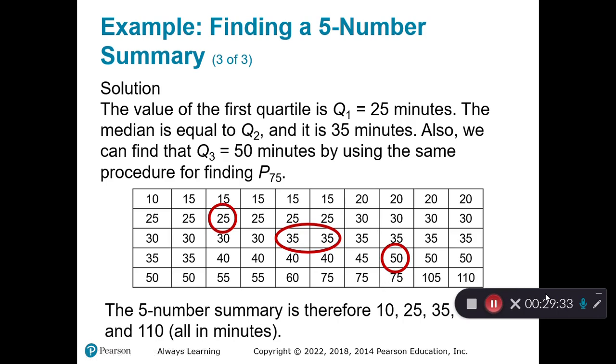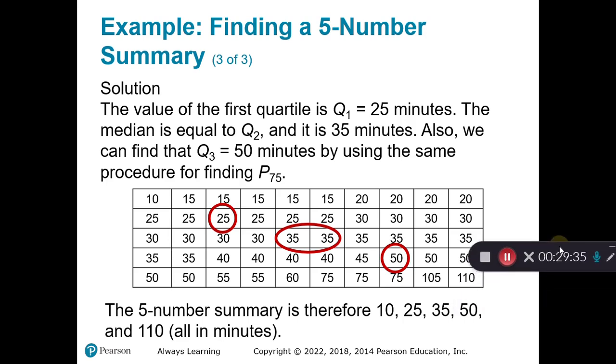So the 5-number summary for this example consists of these 5 numbers. Minimum value is 10, first quartile is 25, second quartile, or also the median, is 35, third quartile is 50, and the maximum value is 110.